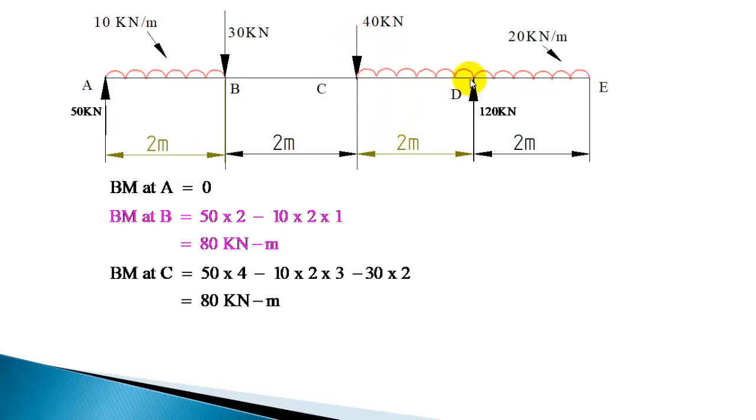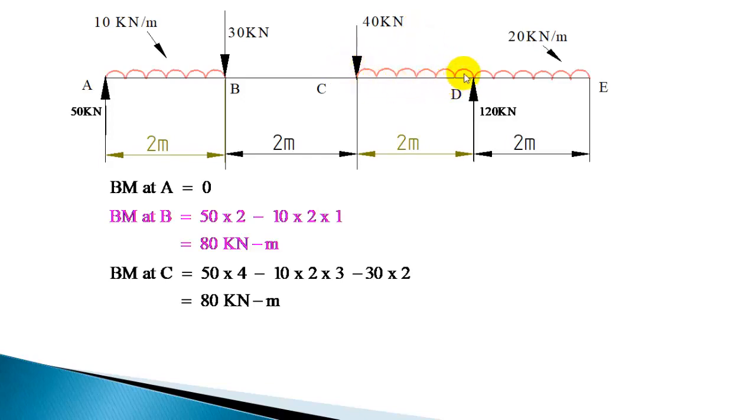At D, if you calculate the bending moment, you have 50 into 6. The bending moment due to 50 is 50 into 6, and this UDL is 20 kilonewton. 20 kilonewton acting at a distance of 1 plus 4, 5 meter away. So minus 20 into 5. 30 is acting at a distance of 4 meter. So minus 30 into 4. 40 is acting at a distance of 2 meter. So minus 40 into 2. And this part of UDL is also producing a moment with respect to D. So this part of UDL is 20 into 2, that is 40 kilonewton, acting at a distance of 1 meter.